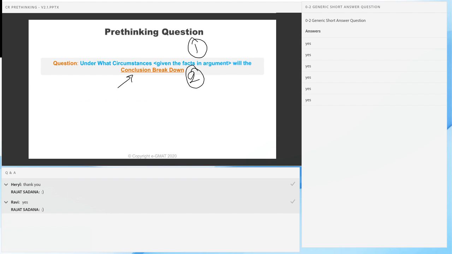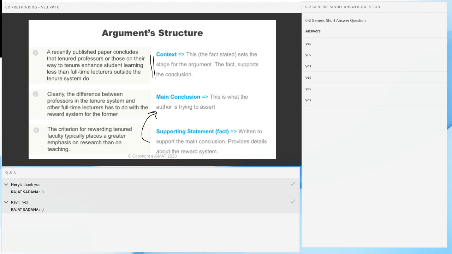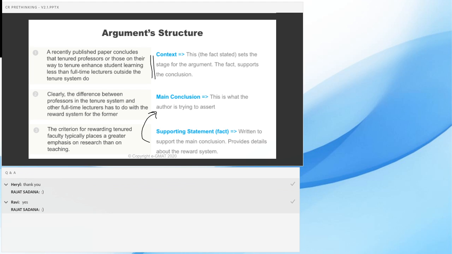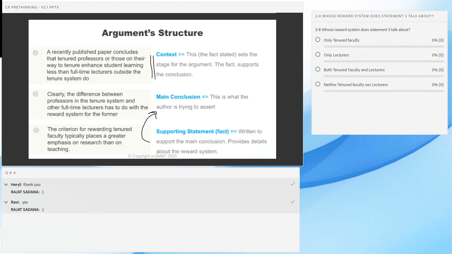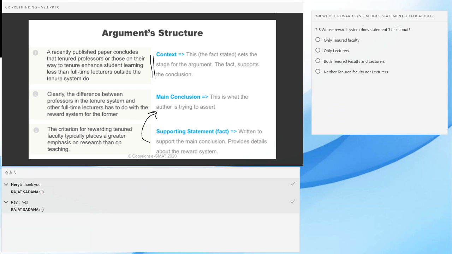Okay, I want to ask one other question, and then we're going to do this part again. Statement number 3. Whose reward system does statement 3 talk about? Is it just tenured faculty, just lecturers, both, or neither? Whose reward system does statement 3 talk about?